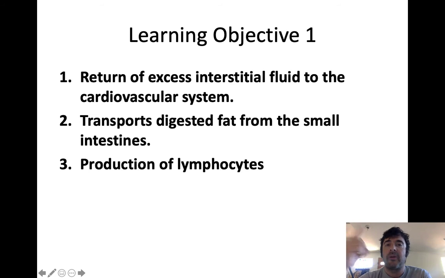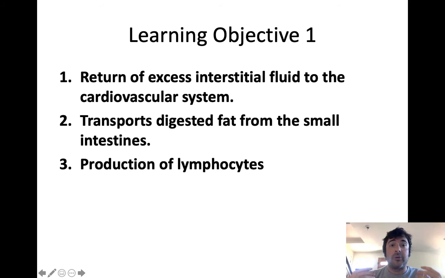So when we think about the lymphatic system, it has three major functions. Major function number one is that at the level of capillaries, capillaries push blood plasma across the capillary wall. That process is called filtration. And what filtration produces at the level of capillaries is a type of fluid called interstitial fluid. Remember that you have way more interstitial fluid than you have blood plasma. So the fluid bathing your cells is called interstitial fluid.